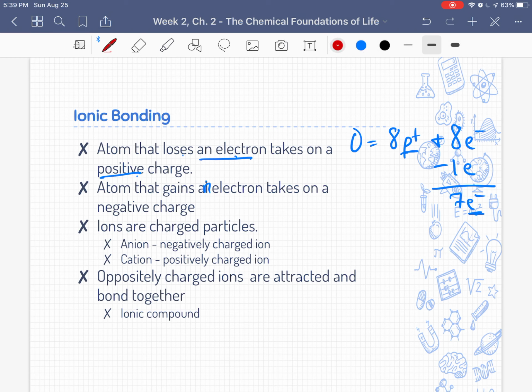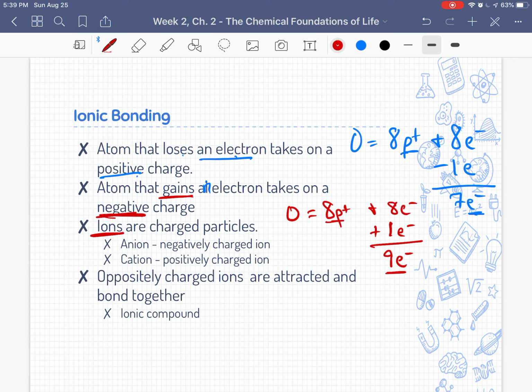So let's just do this again. If I gain an electron, I become negative. Oxygen has 8 protons and 8 electrons. If I add an electron, I now have 9 electrons. So I have one more negative charge than I have positive charge. So my overall charge is negative. When we have positive and negatively charged particles, we have ions.